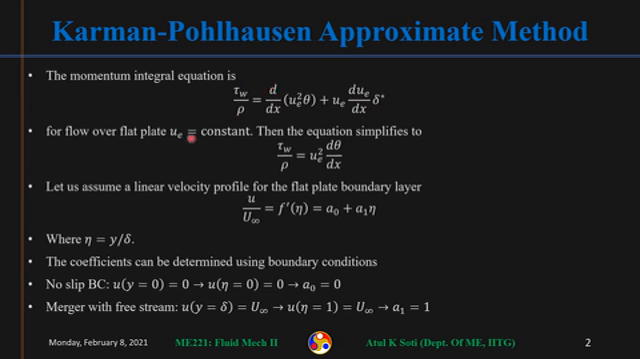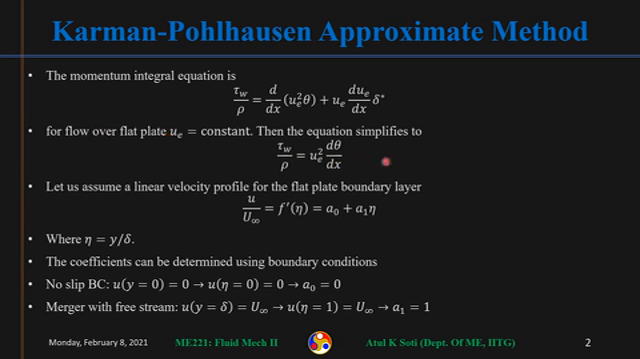First of all, for a flow over a flat plate, the free stream velocity does not change. ue is a constant because area changes are negligible. Because of that, this term will become 0, because there is a gradient of ue. So if ue is constant, this is 0. This momentum integral equation simplifies to tau wall upon rho is equal to ue square times d theta by dx, since ue is a constant.